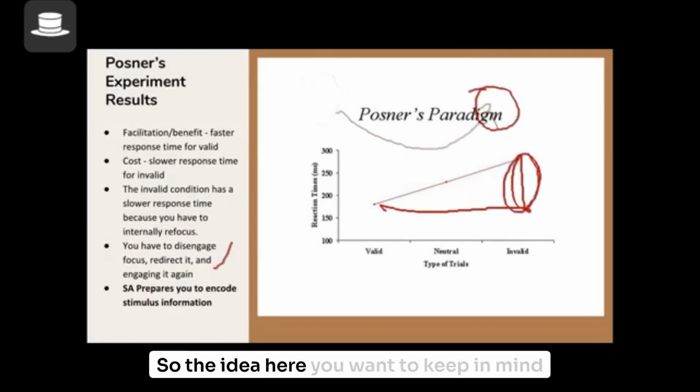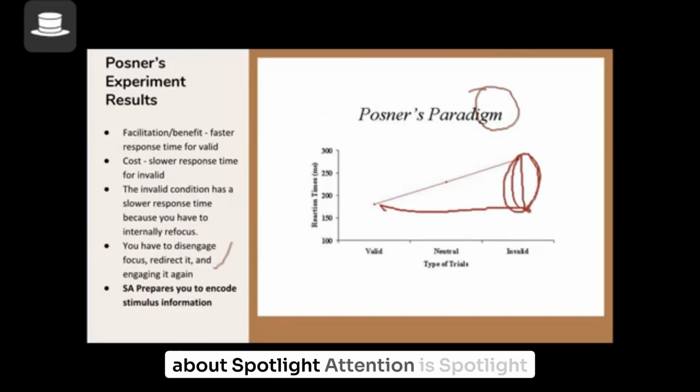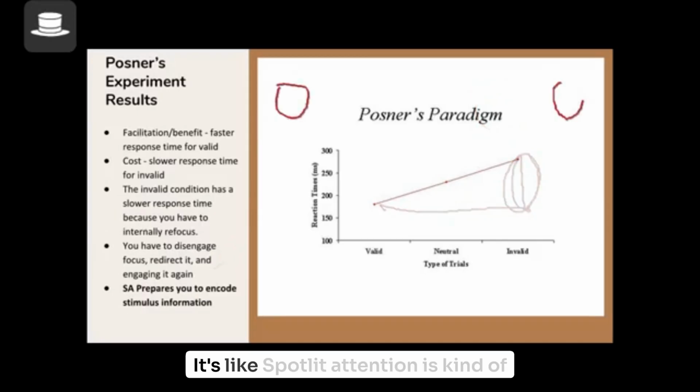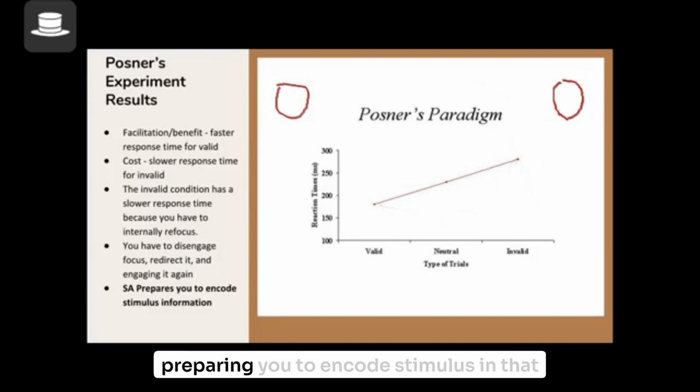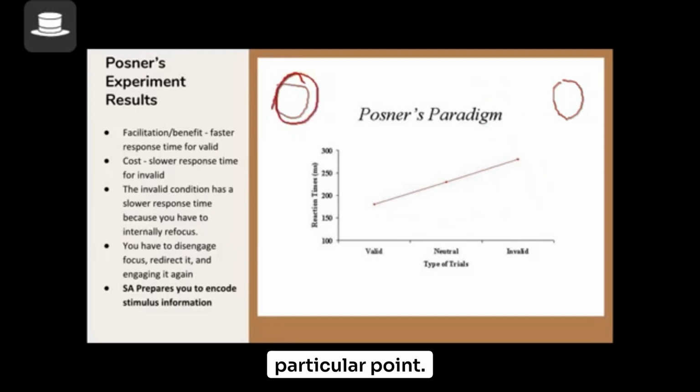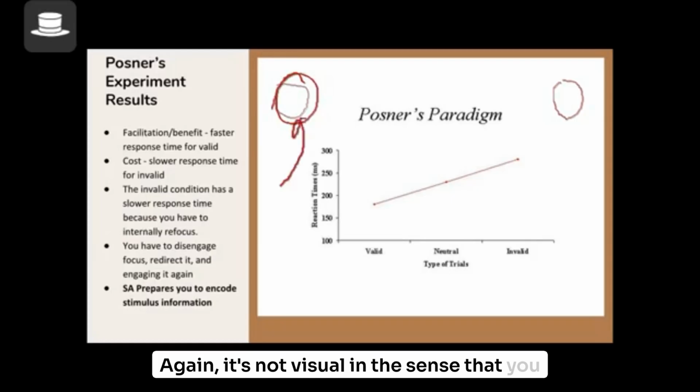So the idea here you want to keep in mind about spotlight attention is your mental anticipation. It's like spotlight attention is kind of preparing you to encode stimulus in that particular point. Again, it's not visual in the sense that you're not looking at it, but you're expecting something there.